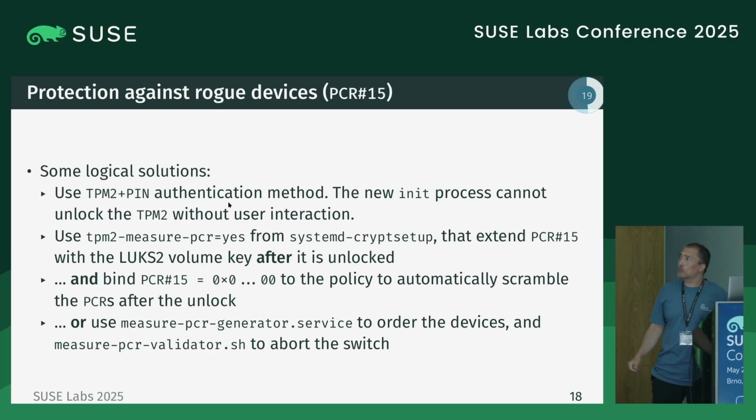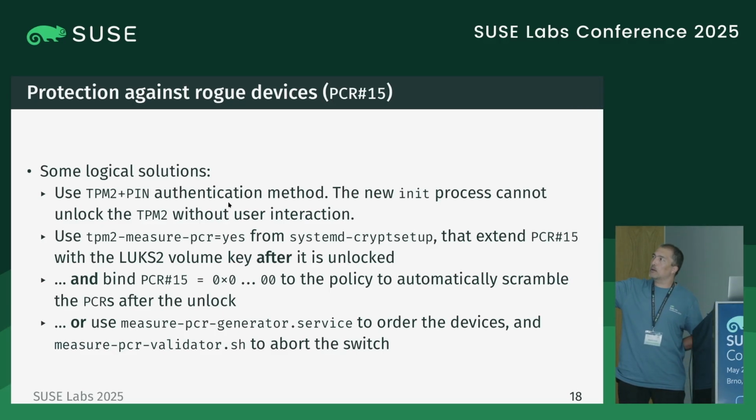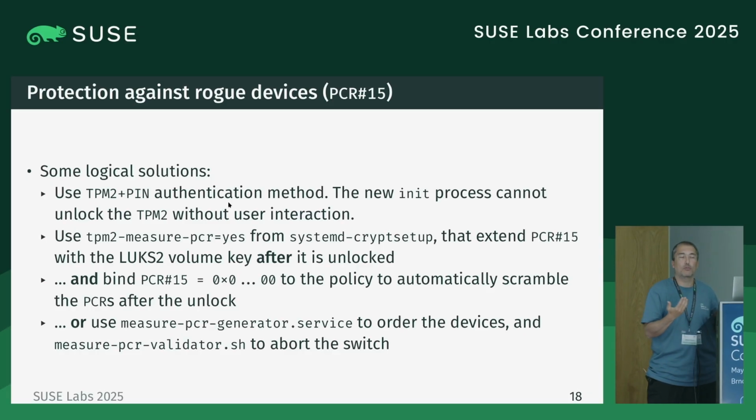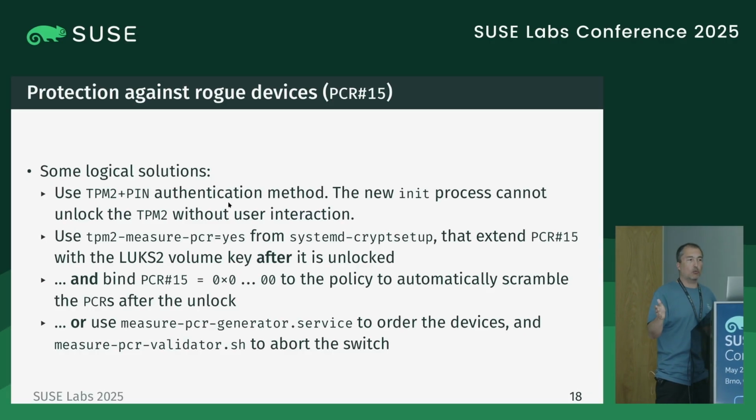Fixes for that are multiple. One of the good ones is using TPM2 plus PIN. That means that when the fake initrd is going to try to unlock the secret, a PIN is going to need to be entered by the user. So if you don't know the PIN, you can't unlock the secret, we are safe.